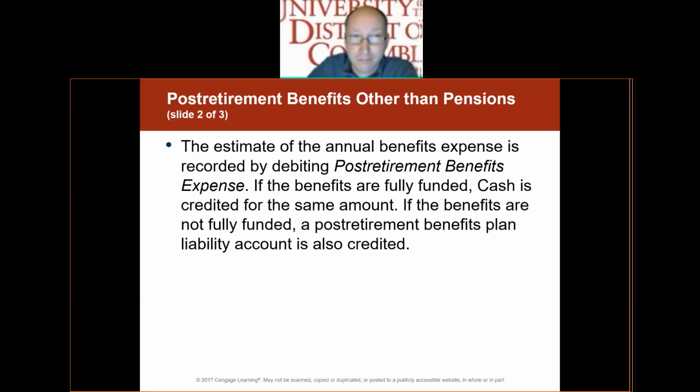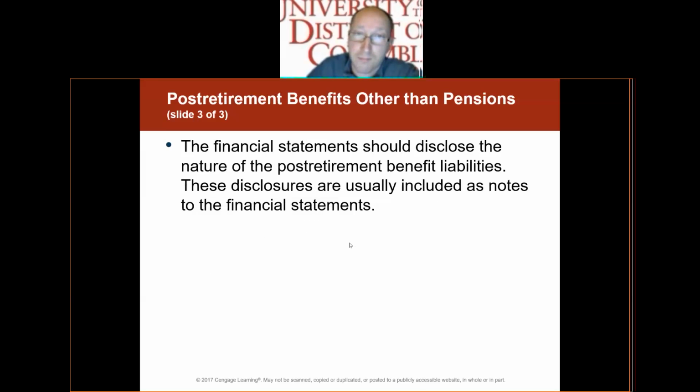Sometimes, the estimate of annual benefits expenses are recorded by debiting post-retirement benefits expense. If the benefits are fully funded, cash is credited for that same amount. If benefits are not fully funded, post-retirement benefits plan liability is also credited, just like you saw in the earlier example.